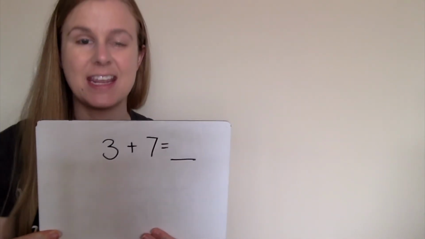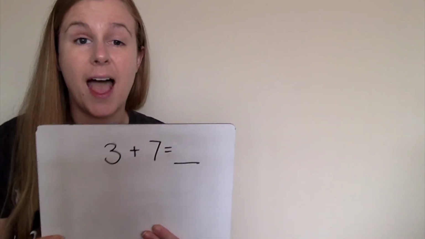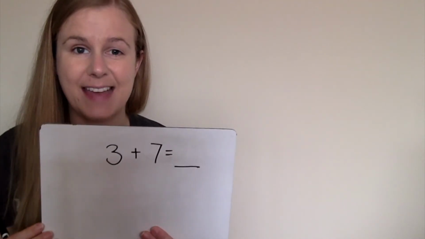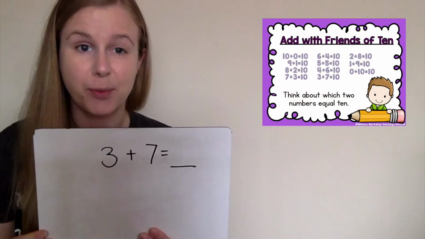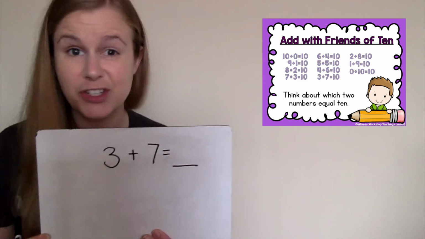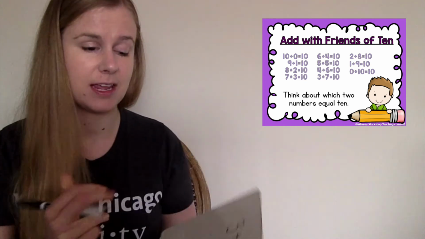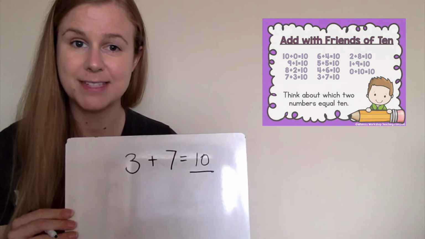3 plus 7 equals blank. I know that 3 and 7 make 10, so I'm going to use the strategy add with friends of 10. And now we just know the answer. 3 plus 7 equals 10.